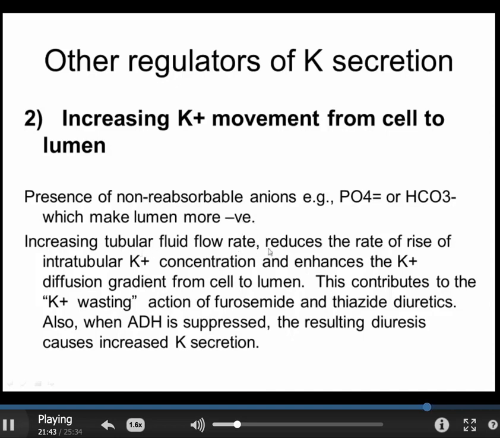Anything that increases tubule flow rate will reduce the rate of rise of intratubular potassium concentration as potassium is being secreted into the lumen, and this enhances the diffusion gradient from the cell to the lumen. So during a diuresis, when ADH levels are low, you will see an increase in potassium excretion. And the diuretics, furosemide and thiazide, will also increase tubule flow through the collecting duct, and this contributes to their potassium wasting effect.